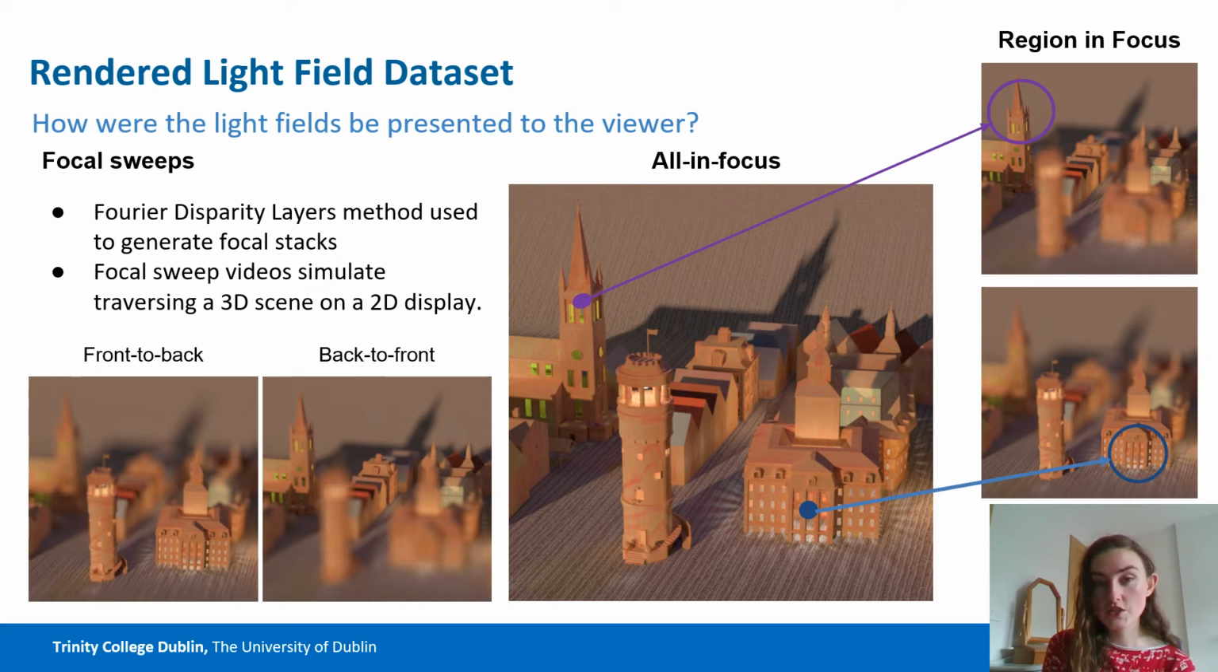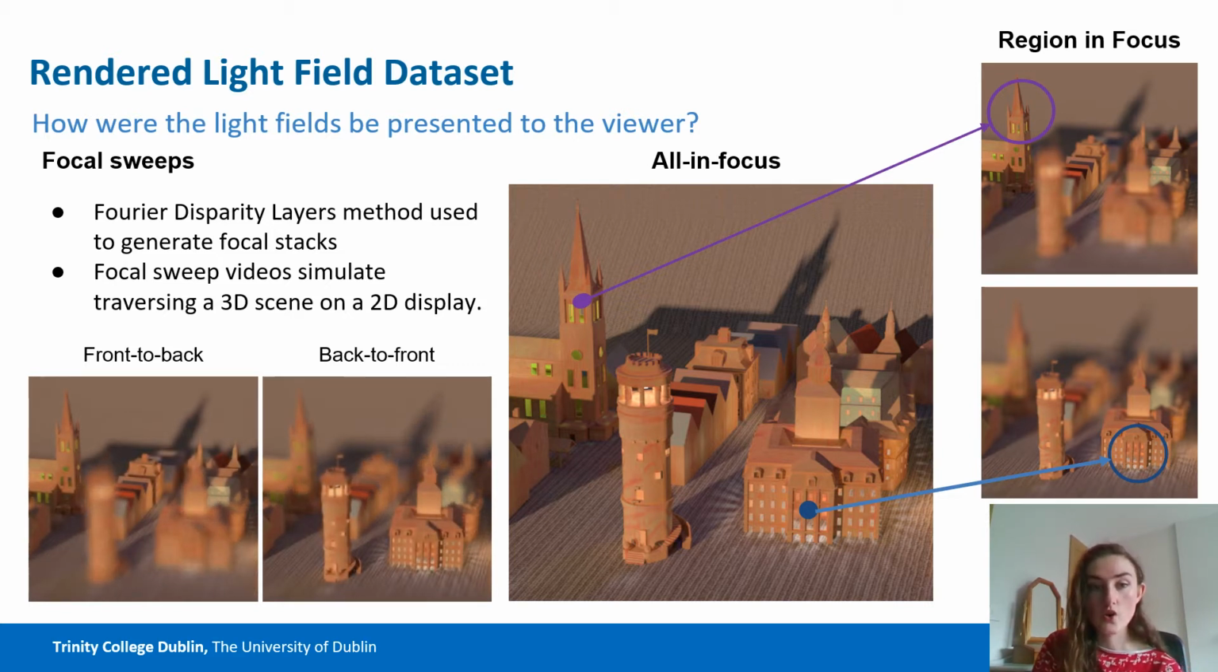So we decided to collect our own visual attention data by first generating light field renderings that were representative of the 3D nature of light fields, but for 2D display. So first we created focal sweep renderings, and we made 10-second videos displaying each slice of a focal stack in order, one after the other, and these simulated traversing a 3D scene but for a 2D display.